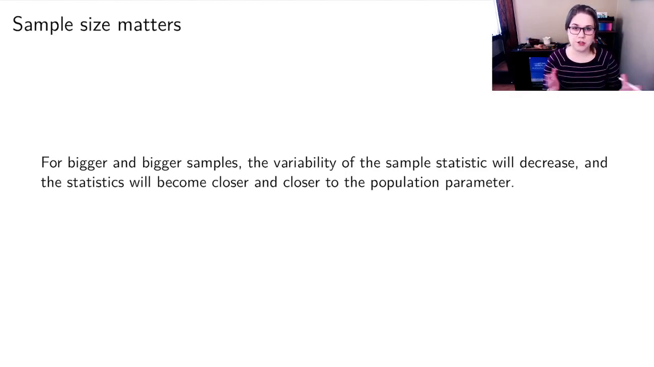But if I took a larger sample, if I took a sample of size 20 from the class, I'm less likely to get all really short people. I'm probably going to get a nice mix that's closer to the distribution of the population of the whole class. So as I take larger samples, the variability of my sample statistic decreases, and the statistics get closer and closer to the population parameter. So those are some facts about sampling distributions.